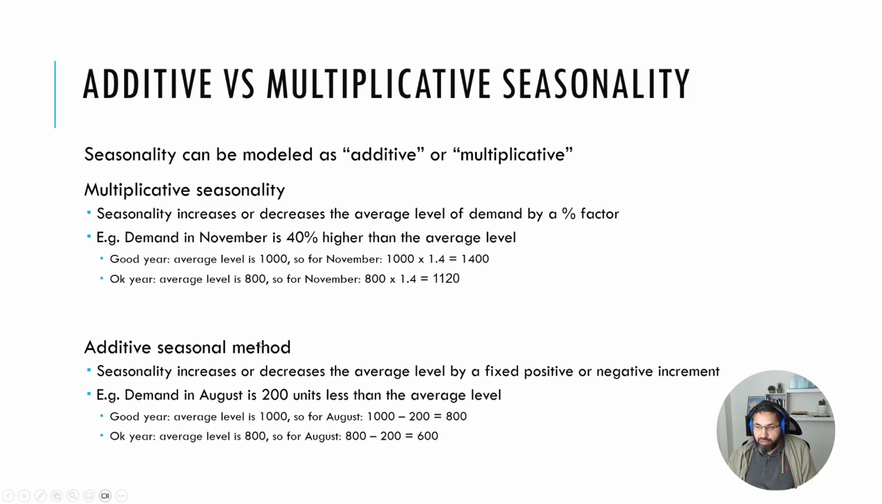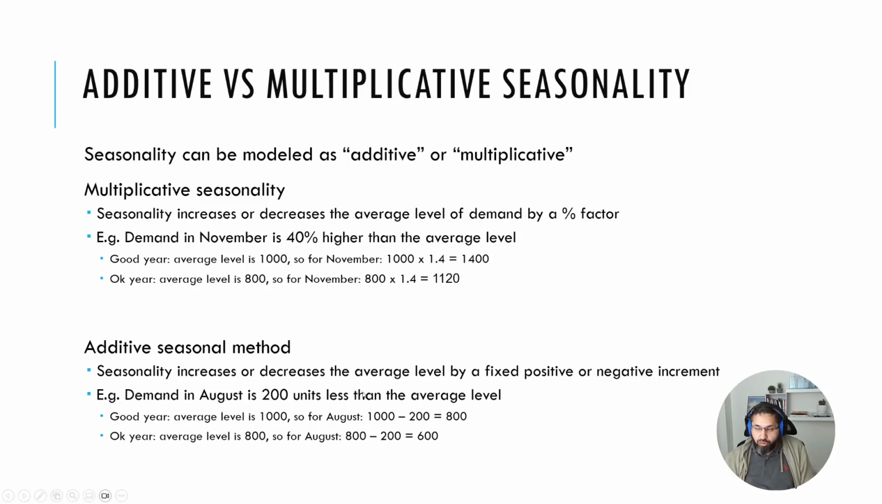The additive seasonal method just says that the demand goes higher or lower by a certain amount. So in the additive seasonal method, if your demand in August is 200 units less than the average, so it's like B of August in the regression model is minus 200, that shows August is 200 lower, then if your average sales was 800, August would be 600, 800 minus 200. And if your average sales was 1,000, August would be 1,000 minus 200 or 800.